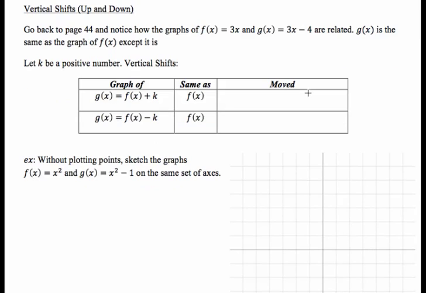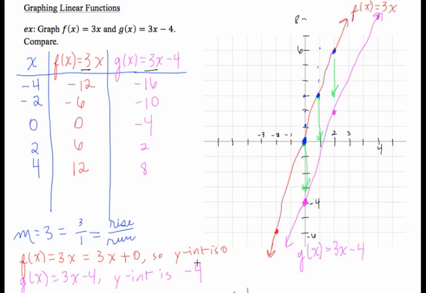First I want to go back to, in your notes it should be page 44, or close to 44, and look at how the graphs of f of x equals 3x and g of x equals 3x minus 4 are related. I'm going to flip back there. This is from section 8.1. Here are the graphs of 3x and 3x minus 4.